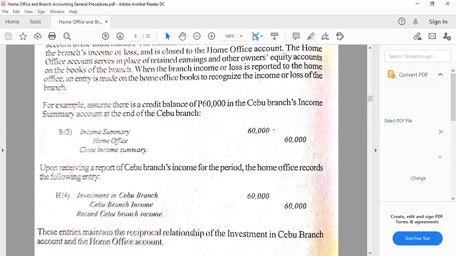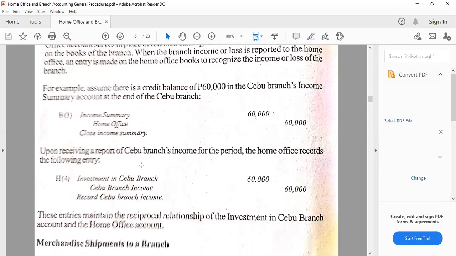Then another thing also is that later on, this particular entry, of course, has been recorded. This Cebu branch income, being an income account, will be closed along with the other income accounts of the home office. Okay, so that's again a thing that we should be reminded of.